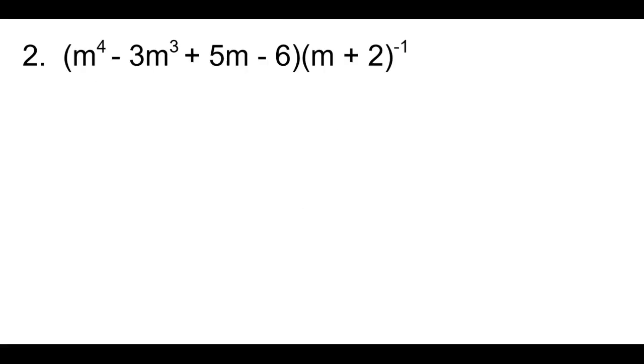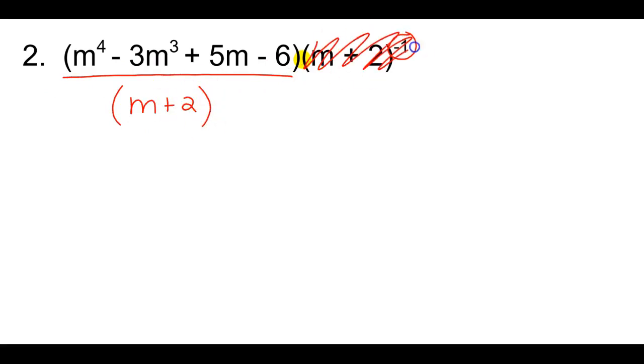So it looks like it's multiplying, but if you remember from last week and the week before, what does a negative exponent do to whatever it's the negative exponent of? It moves it to the bottom. So really, what this is telling us is divided by m plus 2. It's the same thing. The negative exponent means division. So ultimately, it is a division here.